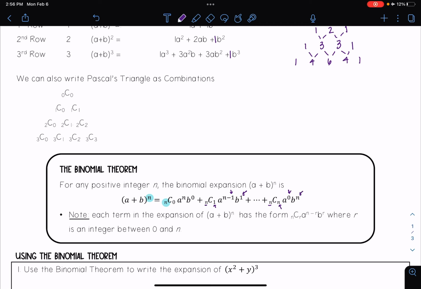And so something to note is that each term in the expansion of a plus b to the n power has the form ncr a^(n minus r) b^r, where r is an integer between 0 and n. So next video, we're going to be looking at applying this theorem to expand some binomials.